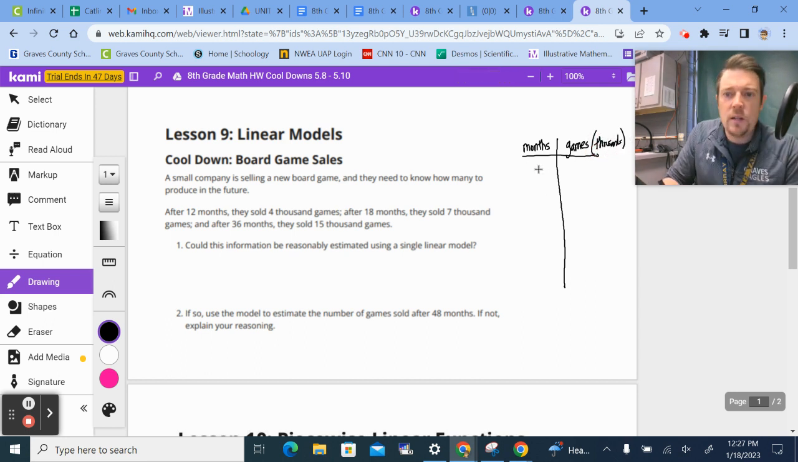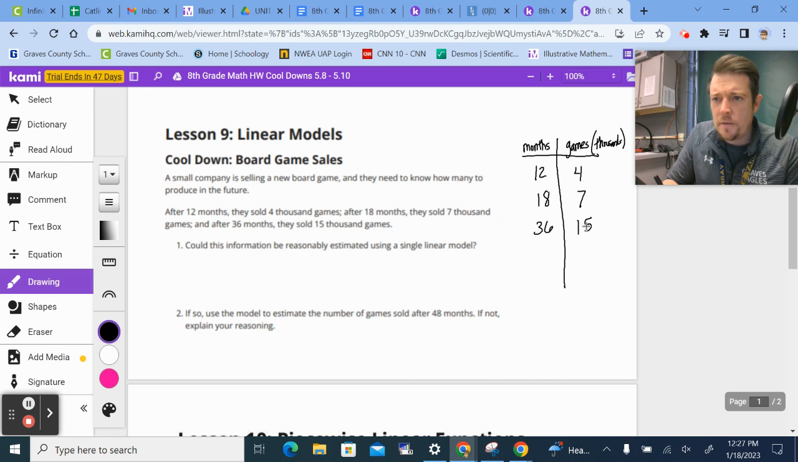Here's the pattern that we're seeing. After a year, 12 months, they sell 4,000. Year and a half, they sell 7. 36 months, that's 3 years, they jump up to 15,000. So what I'm noticing is like in a half year is 3. 2 full years, it goes up 6 plus 3 is 9.